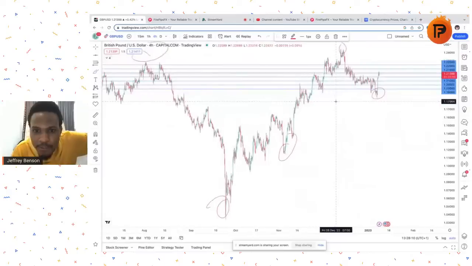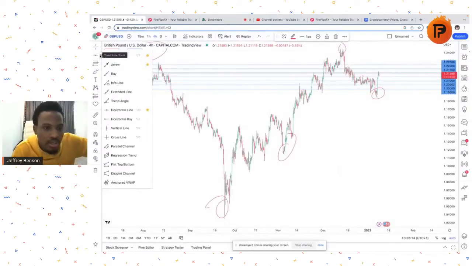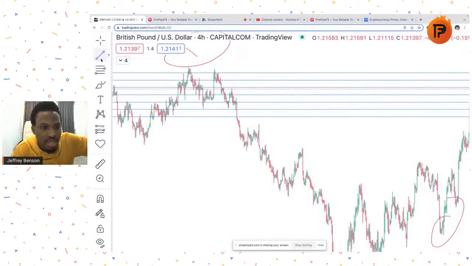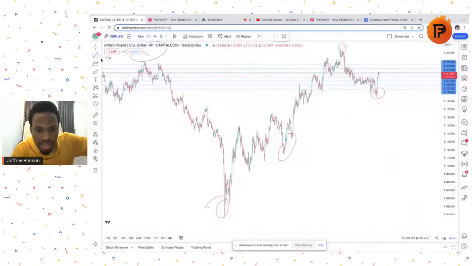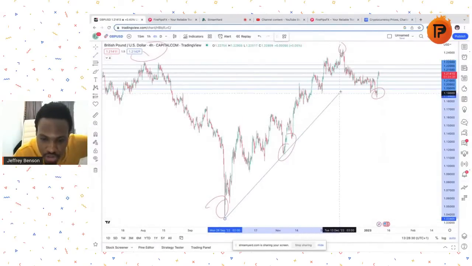So in order for you to plot a correct trend line, all I have to do is come to my top left corner and click on trend. Once I click on trend, I've picked that tool. Then I'm just going to click once on the trough, the beginning where it started, then make it touch the next wick.